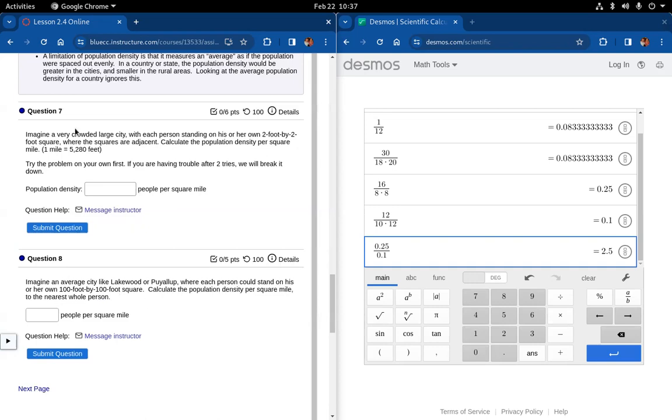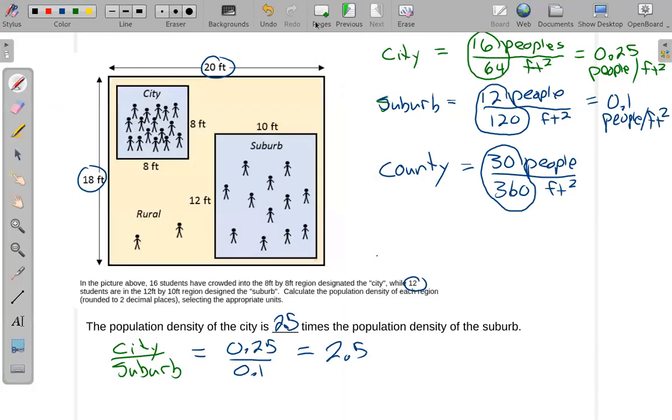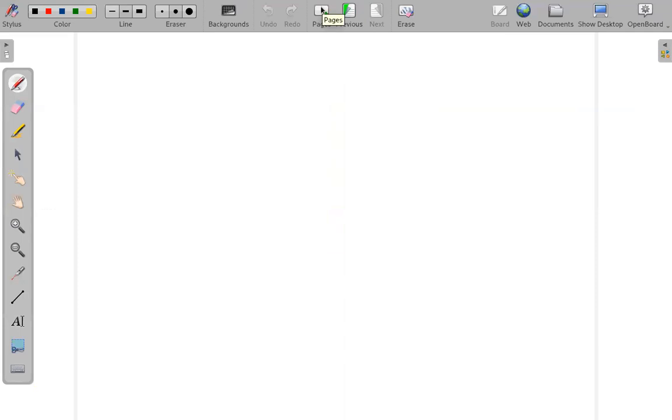And so the technique for both of these is the same. So we have to look at how to change square feet to square miles. So let's start with this one, and then I'll let you all do that one. So let's get some paper to scribble on. So again, we're playing with population density.